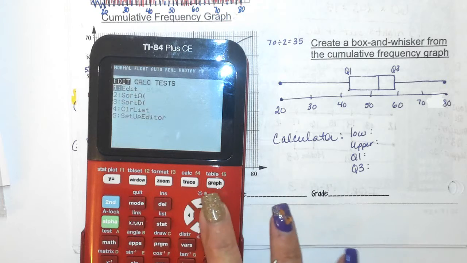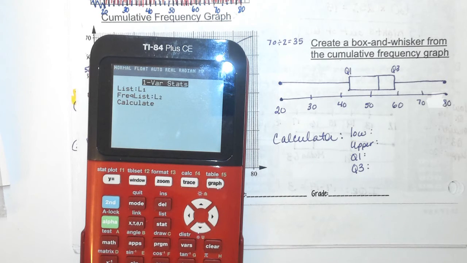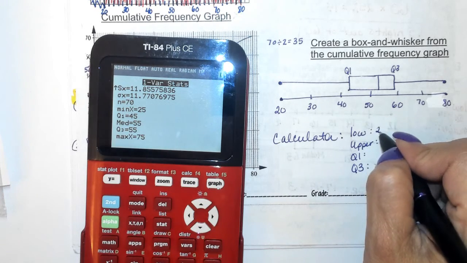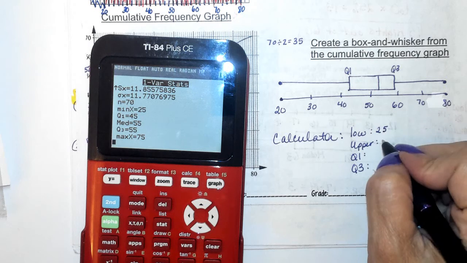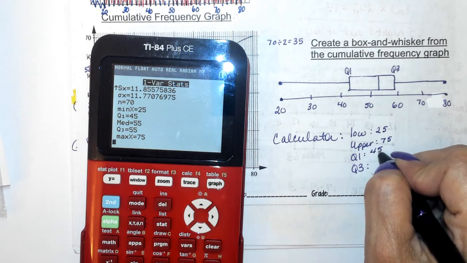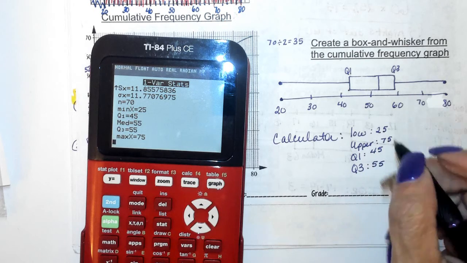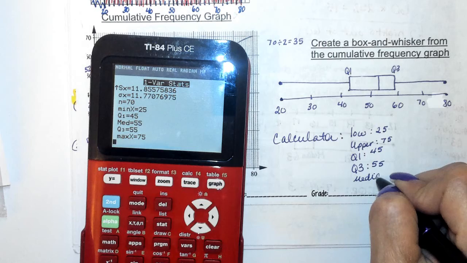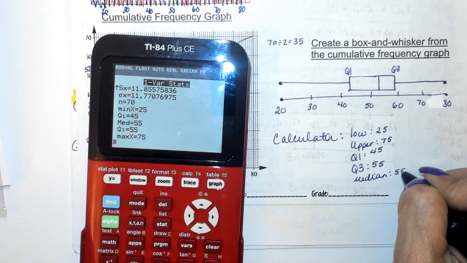So I'm going to do stat, calculate, one variable statistics. L1, L2 is my frequency. All right, here we go. The minimum is 25. The upper is 75. Q1 is 45 and Q3 is 55. And the median is 55. Oh, that's an interesting one. The median is the same as Q3.